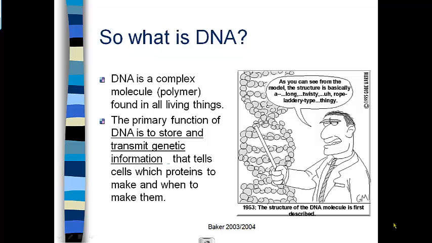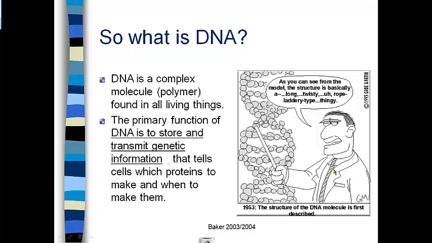So what is DNA? DNA is a complex molecule. It's a polymer, and it's found in all living things. The primary function of DNA is to store and transmit genetic information. So it stores genetic information, and then it passes that genetic information down to offspring. And this genetic information tells your cells exactly how to function. All of your cells basically function by making proteins. And this DNA tells your cells exactly what proteins to make and when to make them and how to make them. So basically DNA controls your cells by telling them what proteins to make.